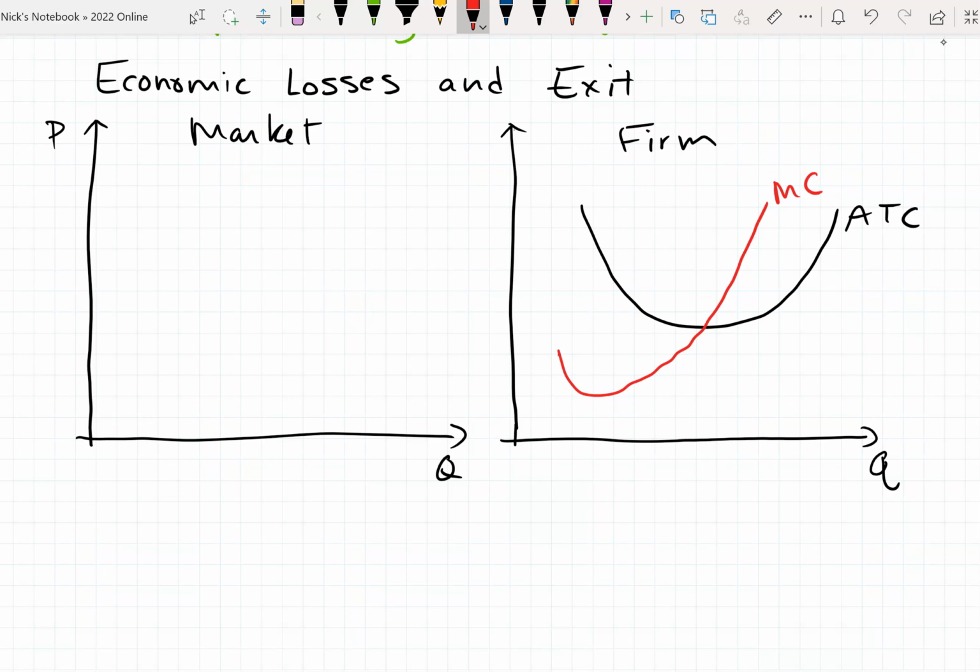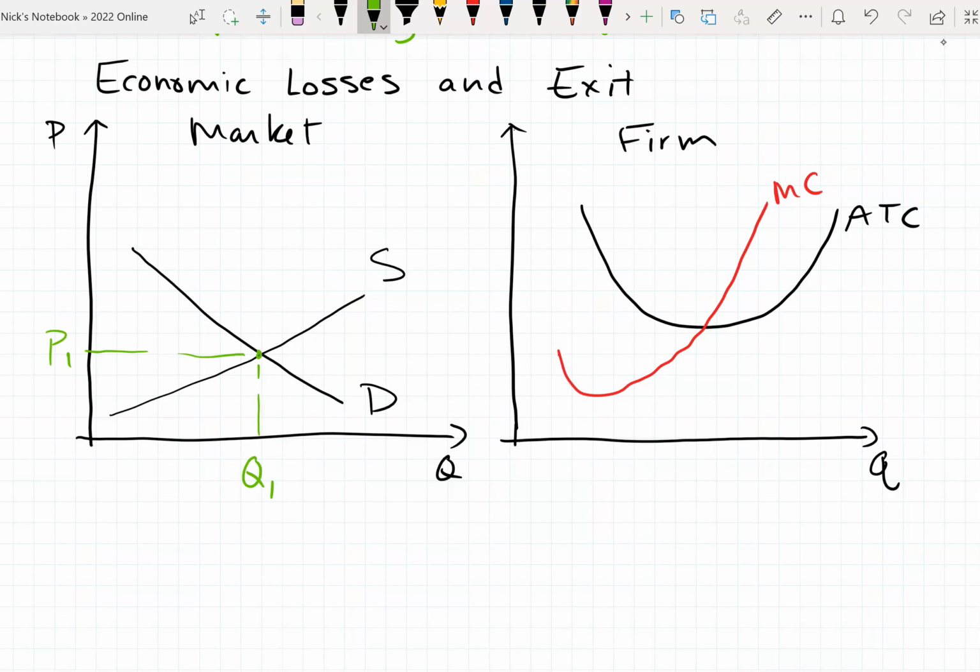Okay, and let's suppose that our market is currently here. So our market is currently here. So this is the current situation for our market. So that means for us in this market, we're here, P1, average revenue 1.